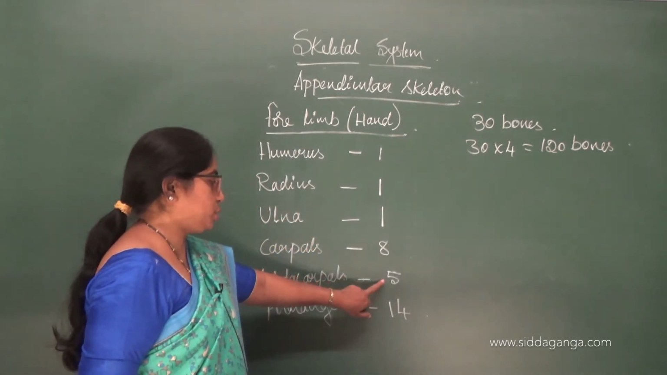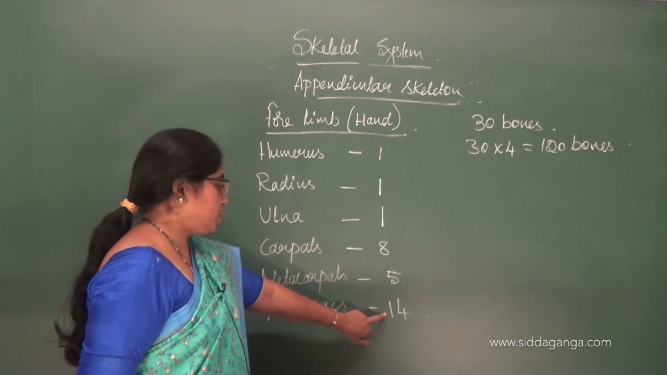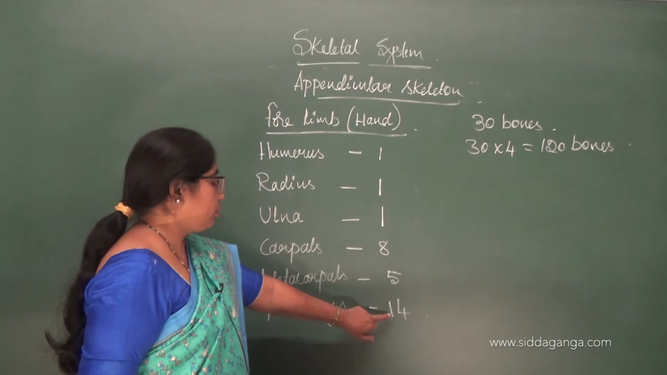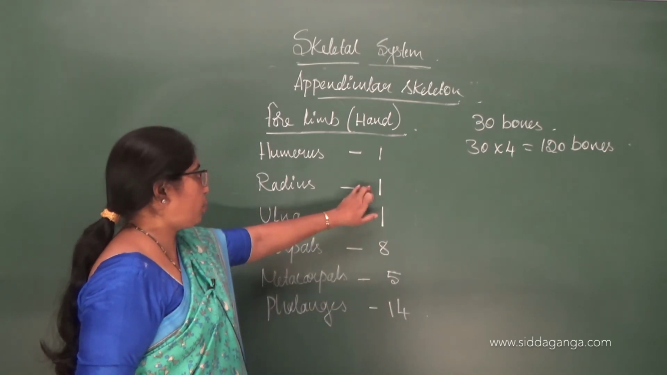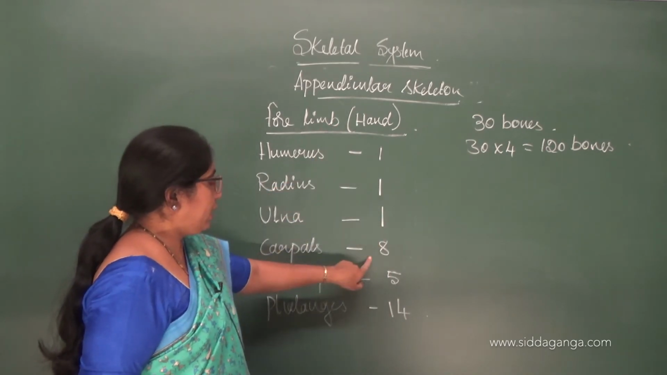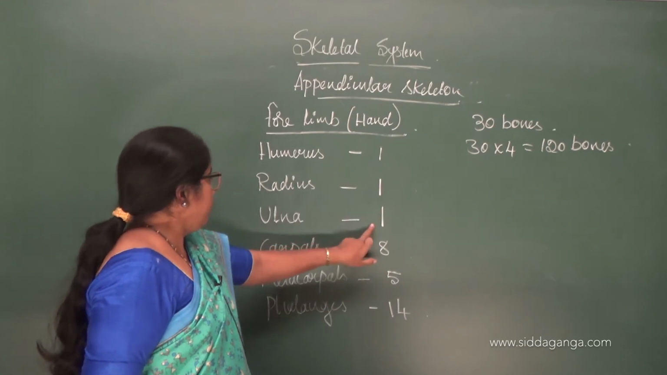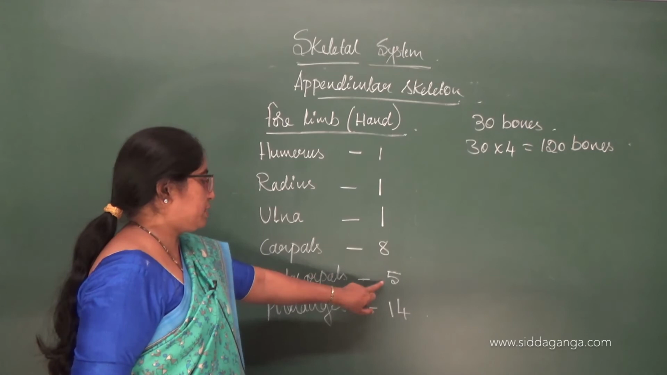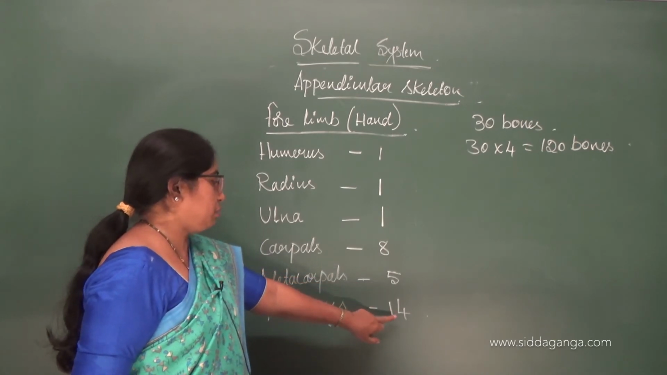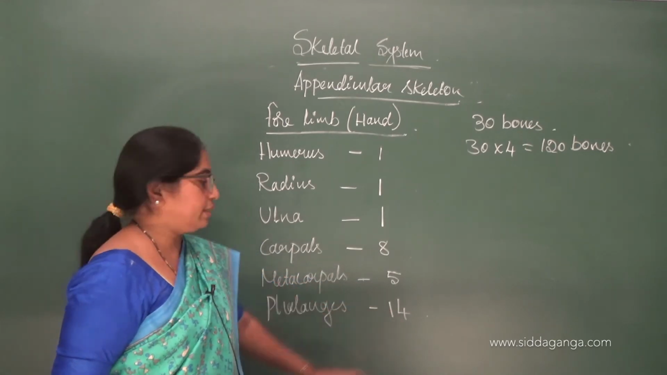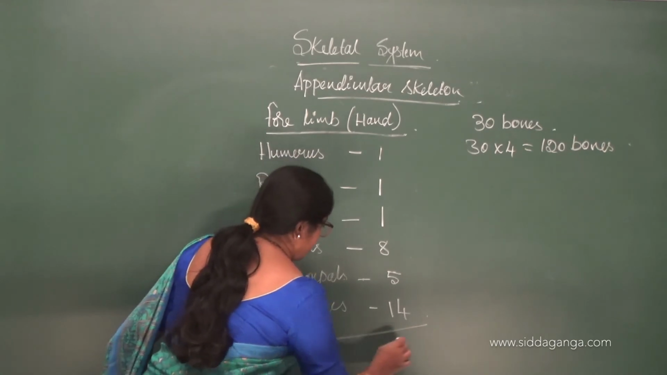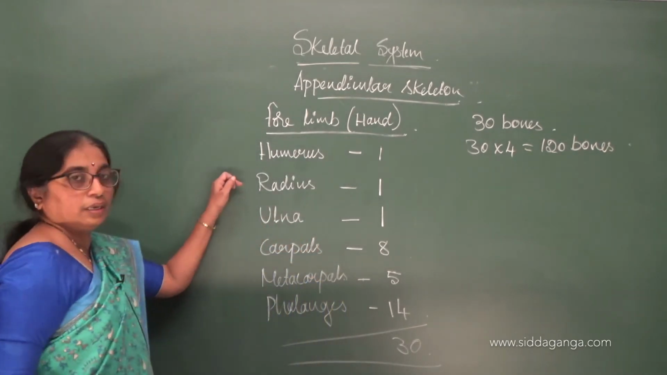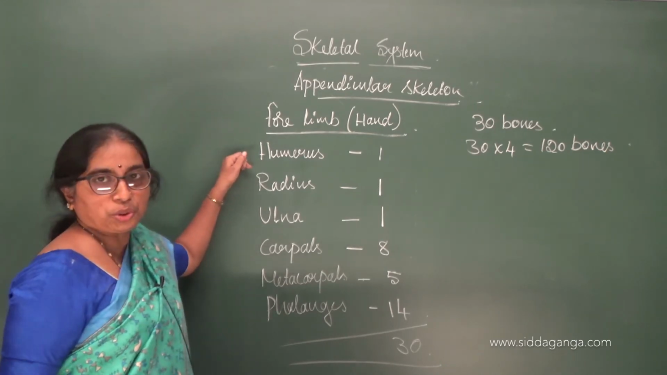So 3 plus 8 is 11. 11 plus 5 is 16. 16 plus 14 is 30. 30 bones of each limb. So humerus is the shoulder bone.